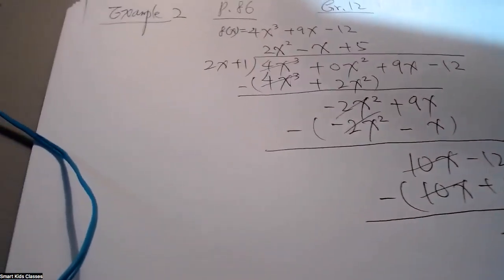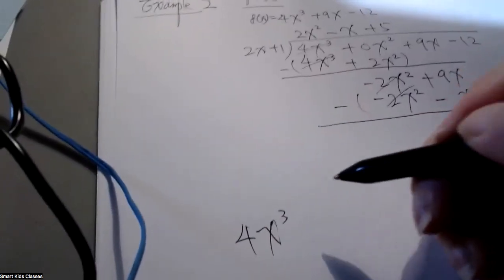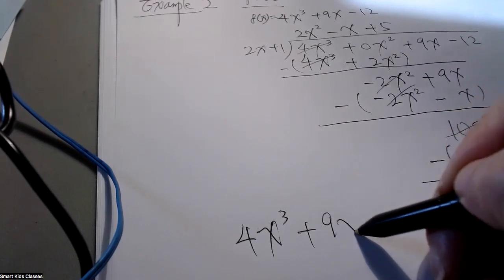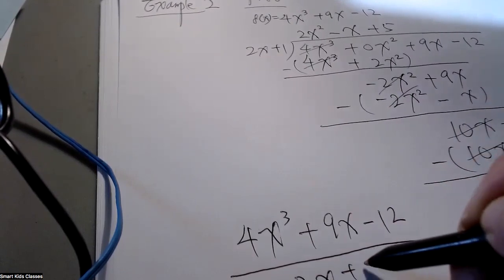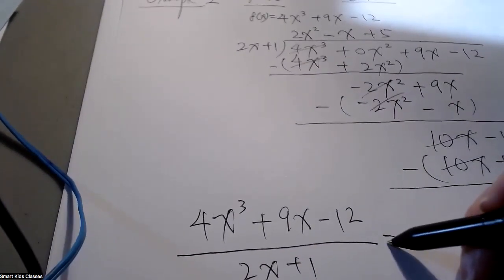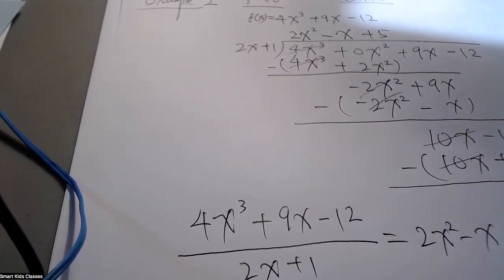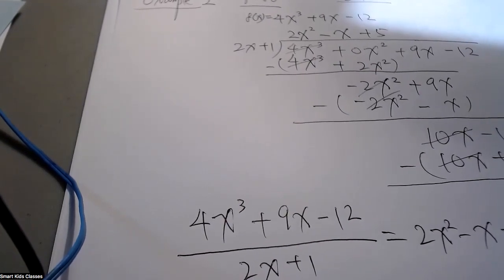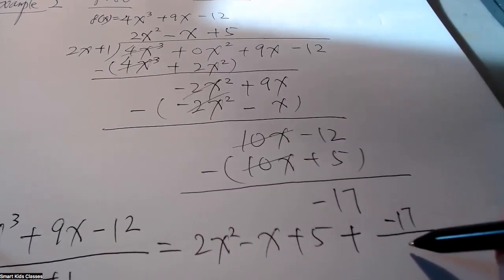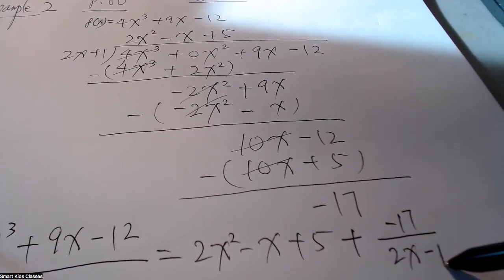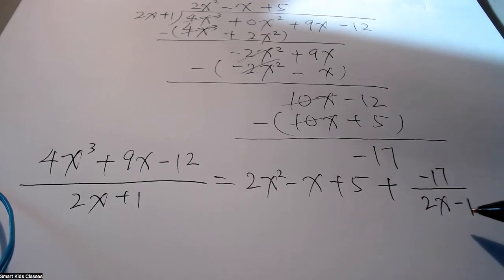Now we have to write the answer. For the function 4x exponent 3 plus 3x plus 1, divided by 2x minus 1, we write the answer. The answer is 2x exponent 2 minus x plus 5, and then plus the remainder, negative 17, over 2x minus 1. And that's how you present the remainder for the factor theorem.